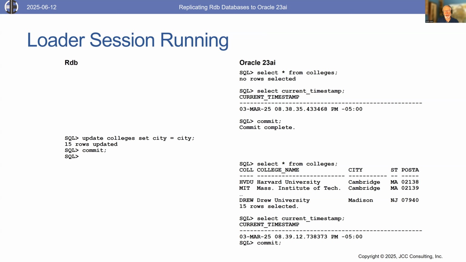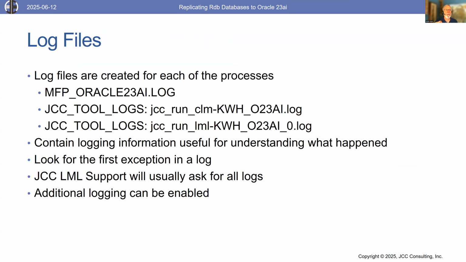When we commit, the committed transactions are extracted, passed to the LML process, which writes them to the target. And now when I do a query on the target, I get 15 rows that hadn't been there 60 seconds before. Okay, so that's just a quick demo of this configuration working.